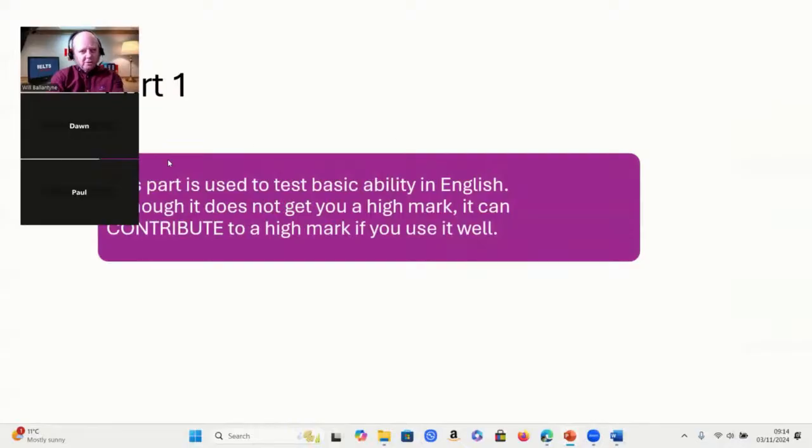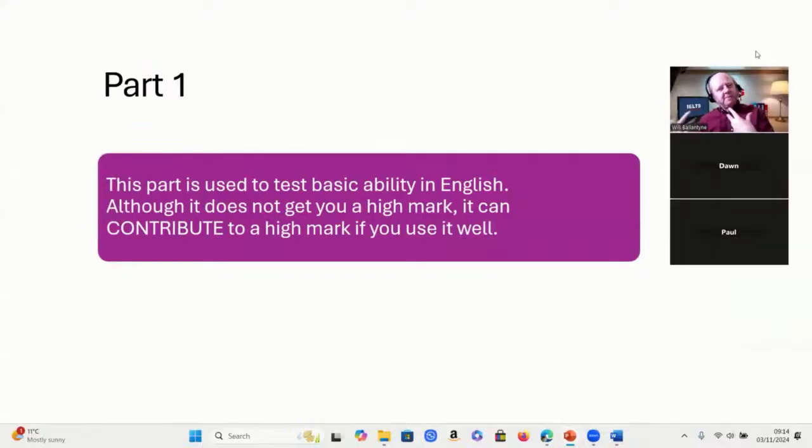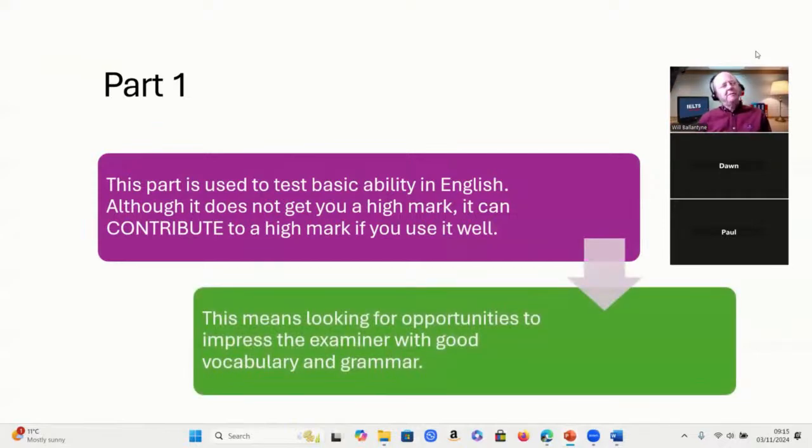So they're testing your basic ability. Whoops, I'm trying to move me again here. They're testing your basic ability in English in part one, but you want to show him, basic, no problem, I can do higher. So although it doesn't get you a high mark, this can contribute to your high mark because it starts you off on a high note, so to speak. So you look for opportunities in part one. It's fairly simple, but you want to exploit this, you want to use this to your advantage. And that means particularly the vocabulary and grammar.